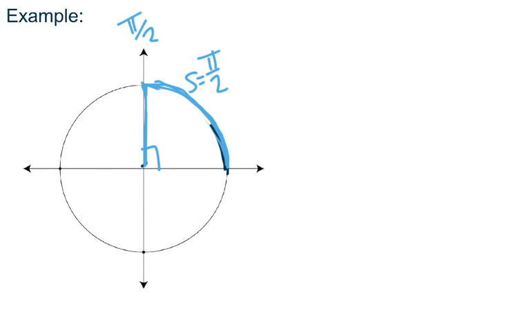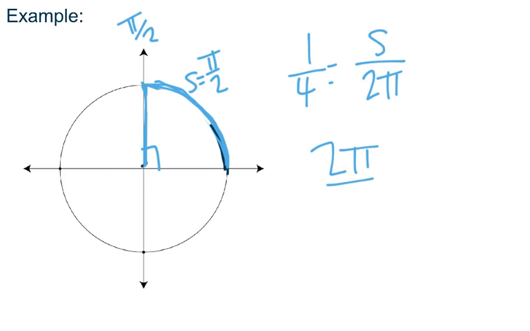Just to reinforce that, we know that our angle pi over 2 is a quarter of our whole circle, and our arc length is going to be a fraction out of 2 pi, because the circumference of our circle is 2 pi. So when we solve for S, we get 2 pi over 4, and that's the same as pi over 2. So it's always going to work out.